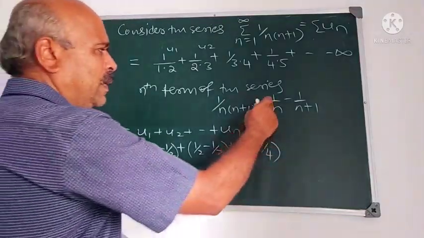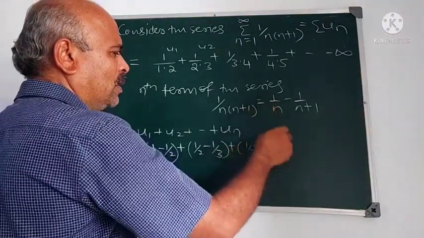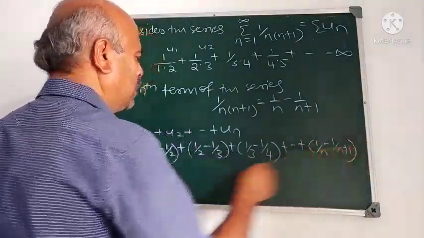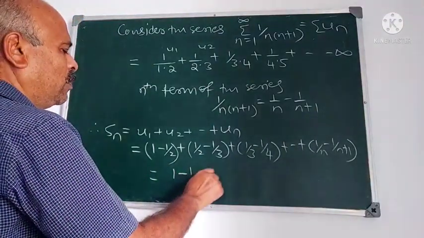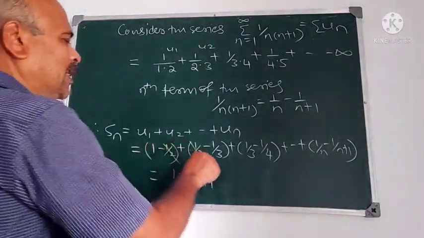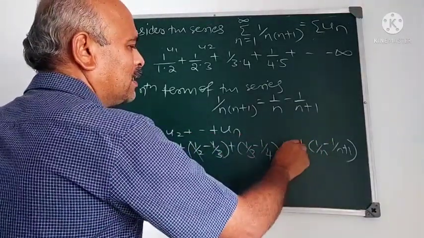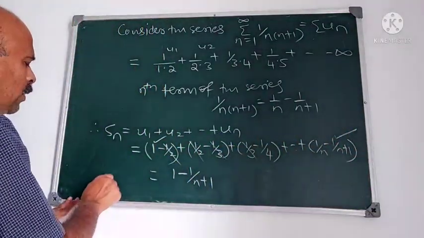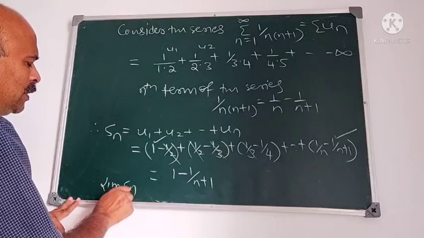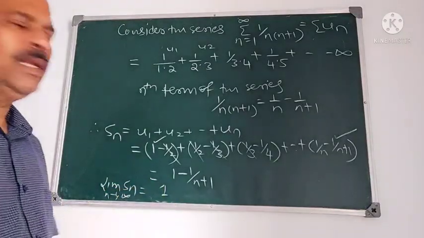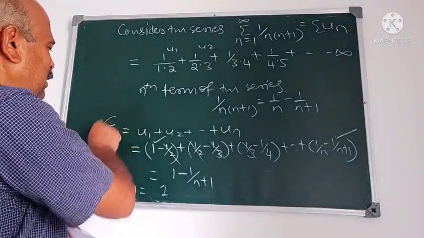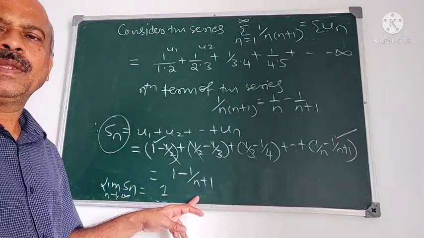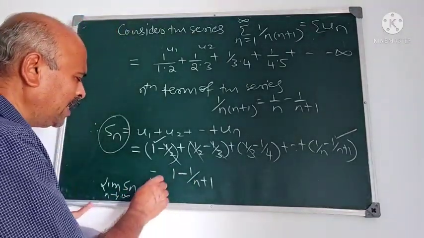What is u3? Substitute 3: 1 upon 3 minus 1 upon 4, etc., up to 1 upon n minus 1 upon n plus 1. So what is this? 1 minus 1 upon n plus 1, because these terms get cancelled. Finally, this also cancels with the previous one. The first term remains, and 1 upon n plus 1. Now the limit of Sn as n tends to infinity is therefore 1. Sn is the sequence of partial sums and it is given by 1 minus 1 upon n plus 1. What is the limit of Sn? The limit of Sn is 1.